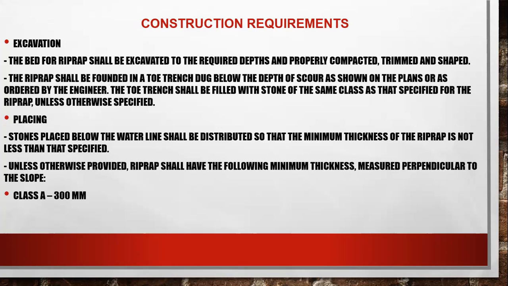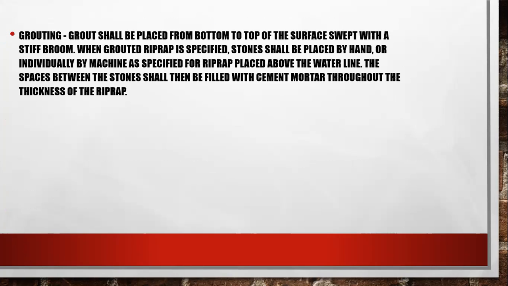Next, unless otherwise specified, riprap shall follow the minimum thickness measured perpendicular to the slope. There are classes. Class A is 300 millimeters, Class B is 500 millimeters, Class C is 600 millimeters, and Class D is 800 millimeters.